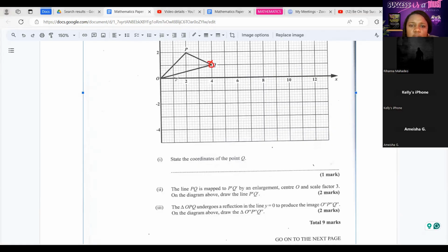So the X value is going to be 4. And of course, if he has 2 on his O, which is also 0, halfway through is 1. So that is definitely 4, 1. So that was done pretty well for the most part. All right.